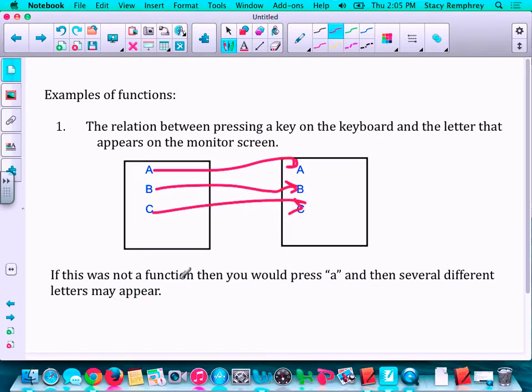If this was not a function, then anytime I press A, anything could happen. And that would be a mess. You wouldn't like that. Anytime I press B, one thing happens. So with a function, you press A, you get one outcome. There's only one thing that can happen.